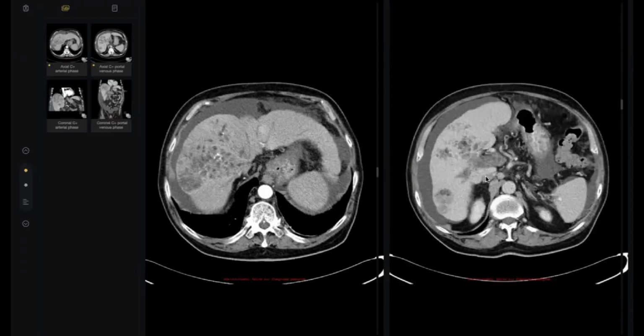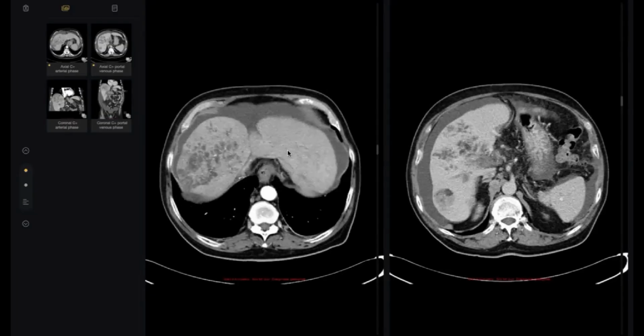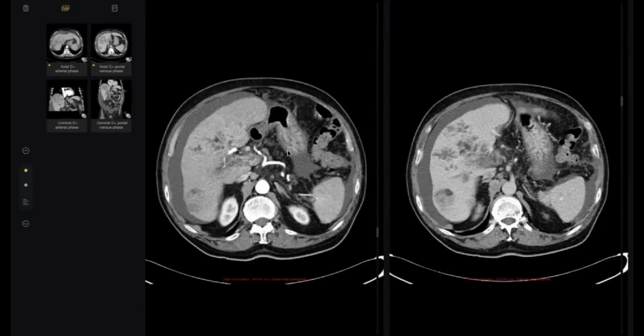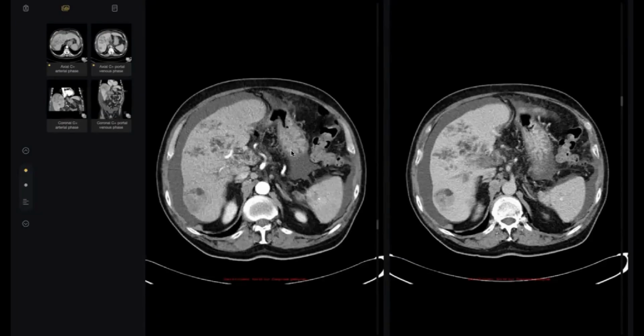This filling defect could represent tumoral thrombus from the malignancy, the cirrhotic liver and HCC. Or it could be due to other causes, a bland thrombus. Yes, non-tumoral thrombus. How could you differentiate between tumoral thrombus and bland thrombus? How could you be sure this is tumoral thrombus or bland thrombus?